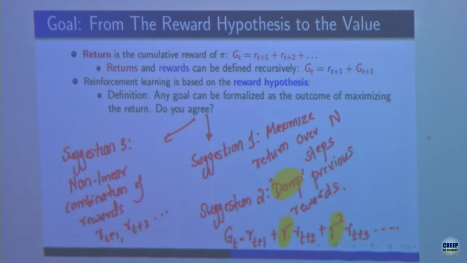And in the class we invited suggestions on what will be a limitation of just maximizing the return, the cumulative reward. And the suggestions came where, for example, instead of just doing cumulative over infinity, why not do cumulative over n steps? That was one. Second is damp previous rewards; I mean, history should be kind of damped off. And the third suggestion was, why not do a non-linear combination of rewards?